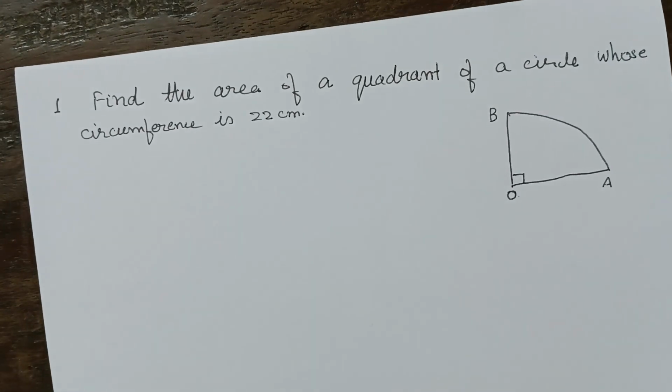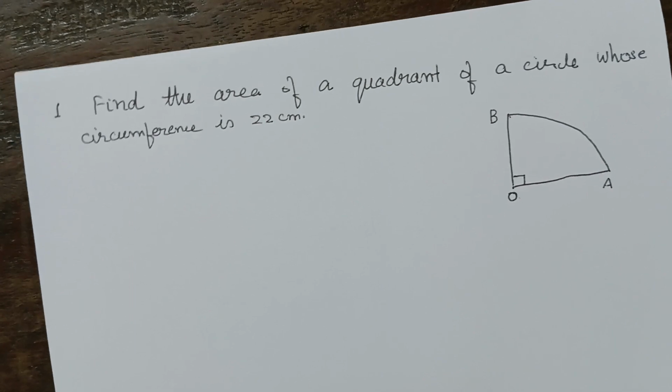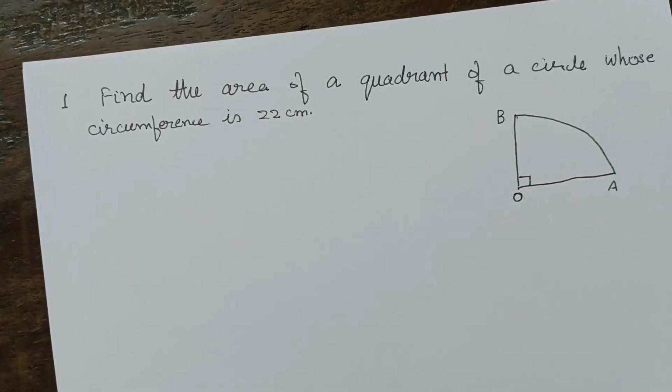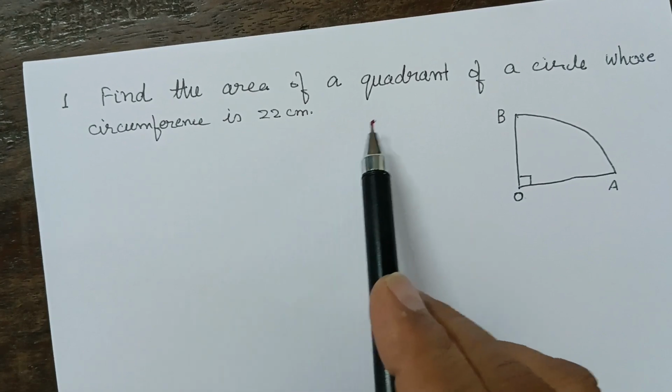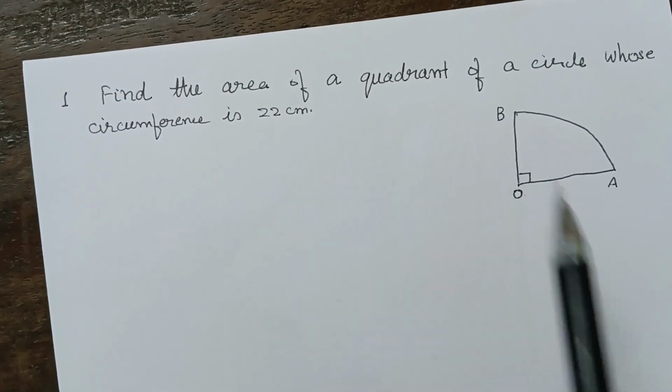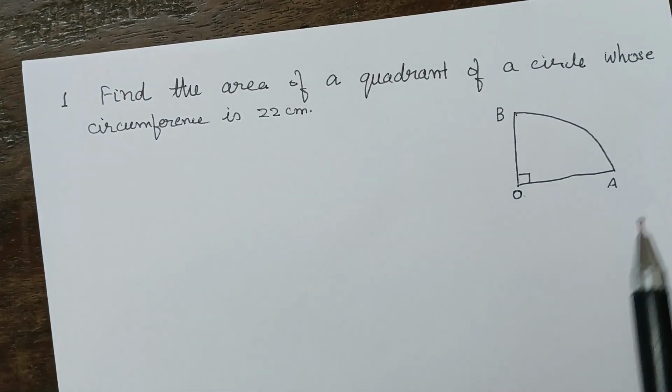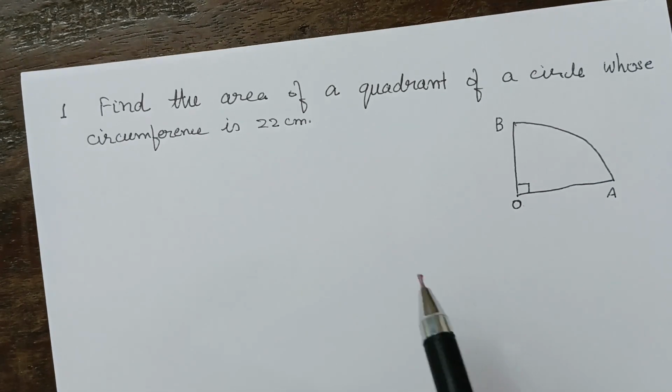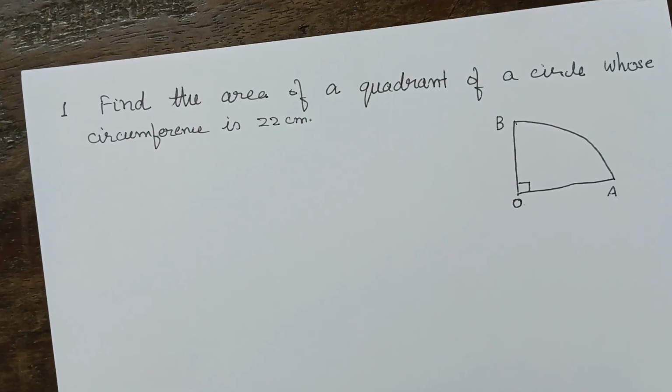And let us continue with the questions based on the area of the circle. Now, today's question: find the area of a quadrant of a circle whose circumference is 22 centimeter.